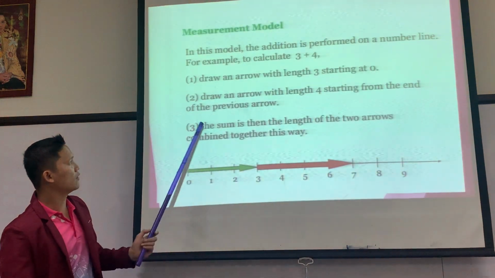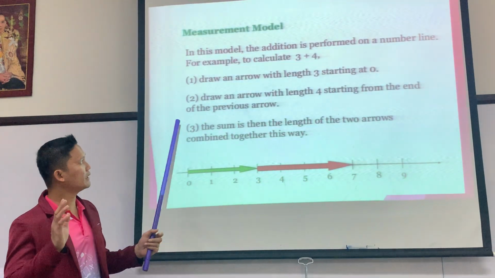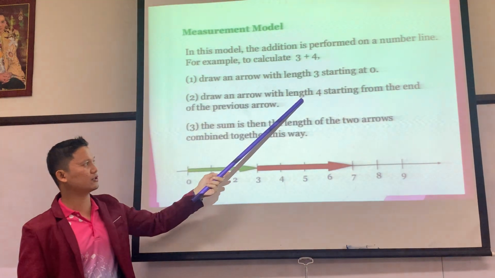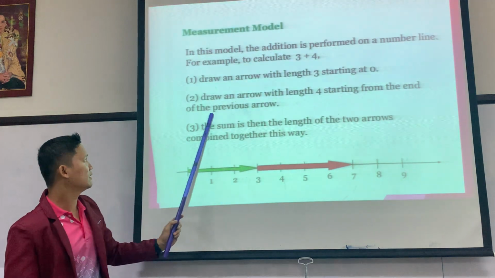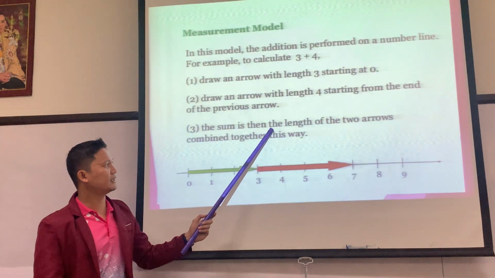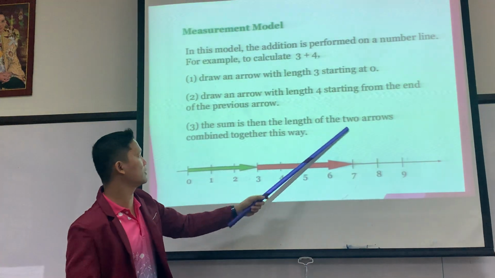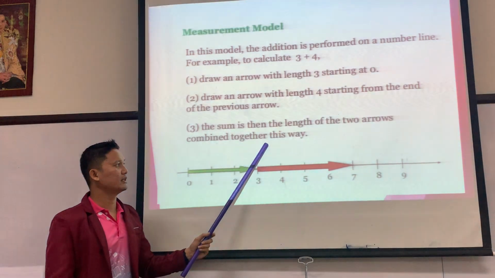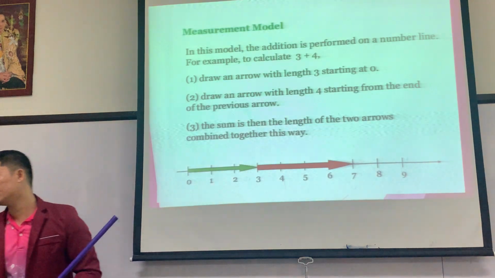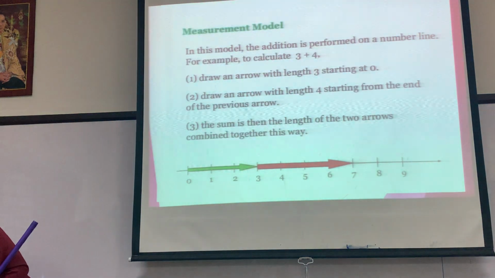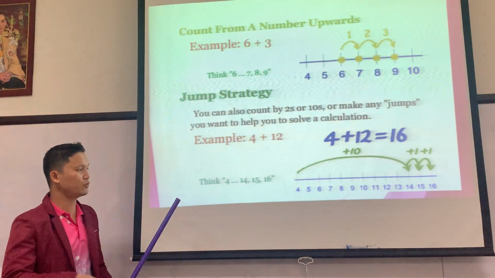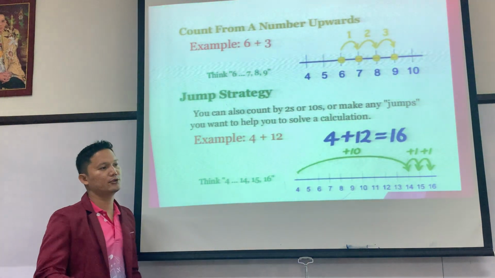Okay? It's the same. We draw an arrow with a length of 4 starting from the end of the previous arrow. So the sum of 3 and 4 is the length of the two arrows combined together this way. Okay, so anyway, we can have more examples this week for your lesson.